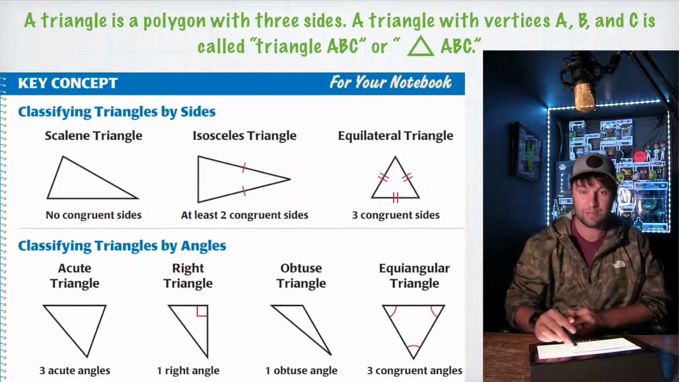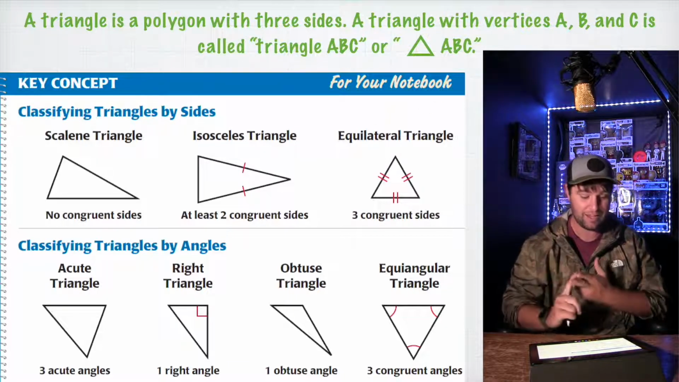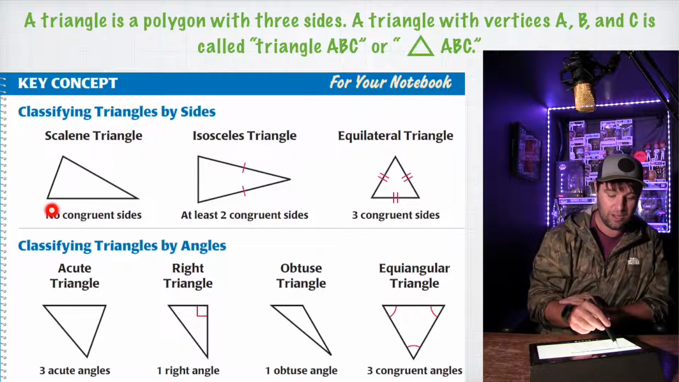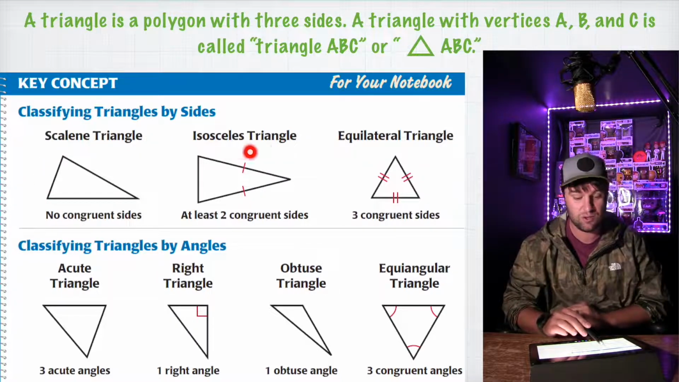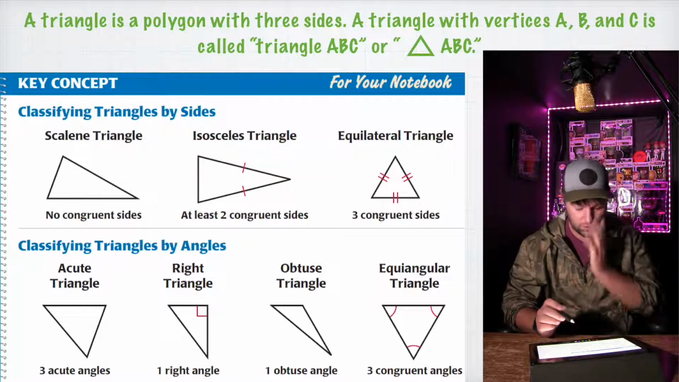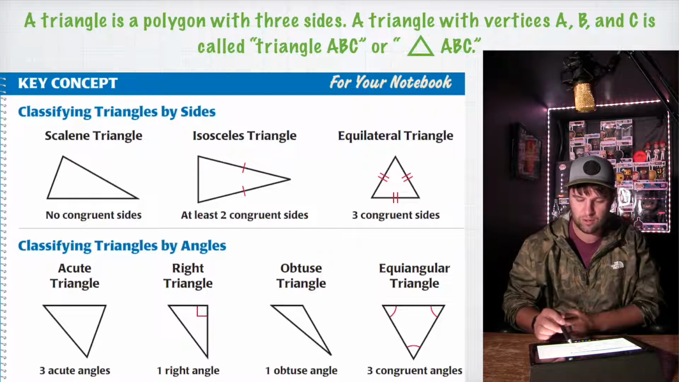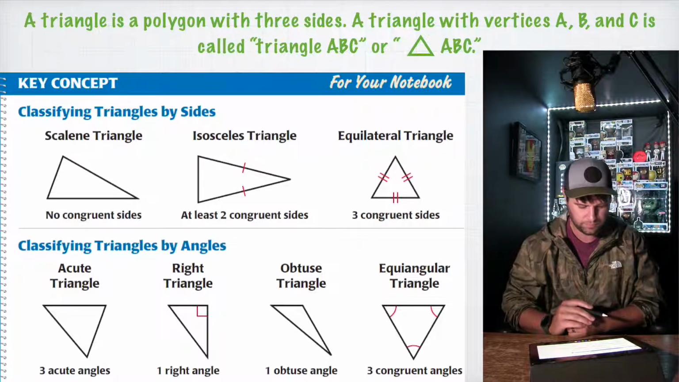So, key concepts for your notebook today. We're going to be learning how to classify triangles by sides and classify triangles by their angles. So first off, by their sides, you can have a scalene triangle where all the sides have different lengths. You can have an isosceles triangle where at least two of the sides are congruent, or the same, or an equilateral triangle where all three sides are congruent.